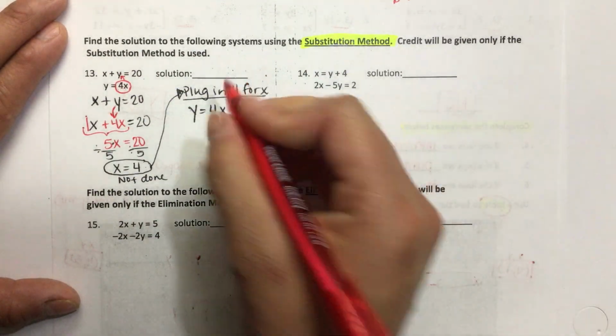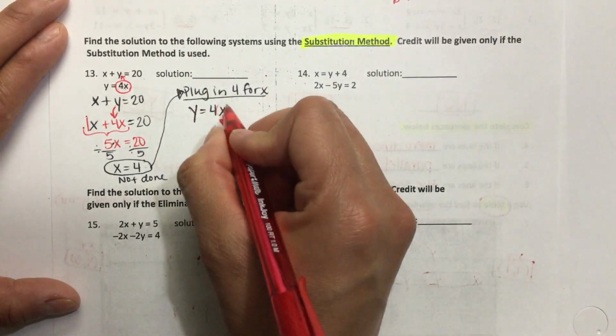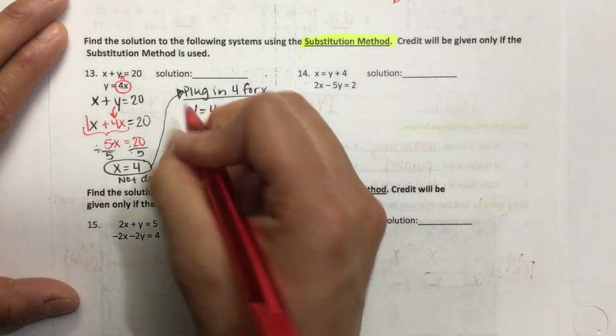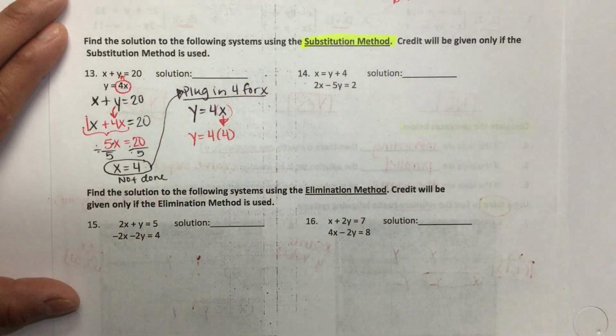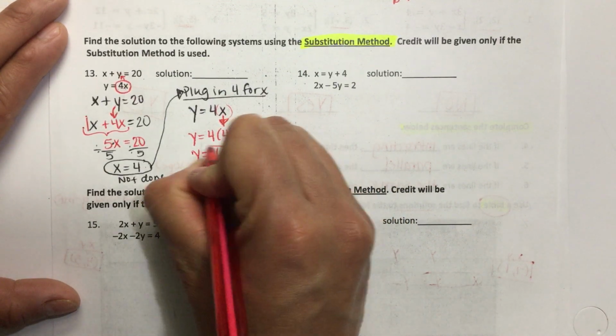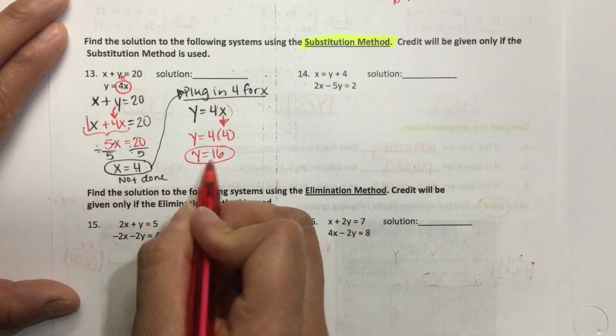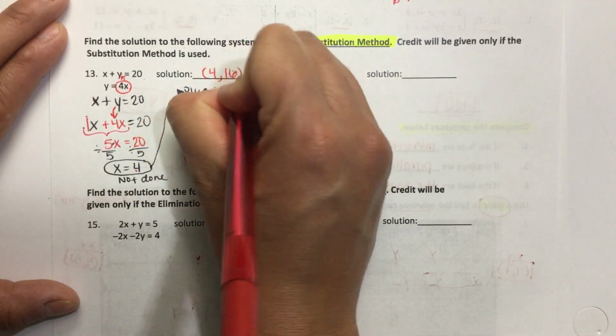If you are going to substitute in a 4 for the x, you need to use parentheses since it's multiplication. So you have y equals 4 parentheses 4. 4 parentheses 4 is 4 times 4. Y equals 16. Now that you have x and you have y, you can write your solution as 4, 16.